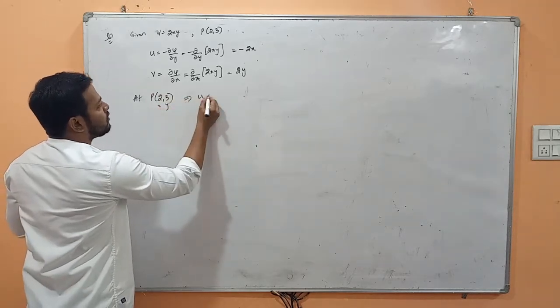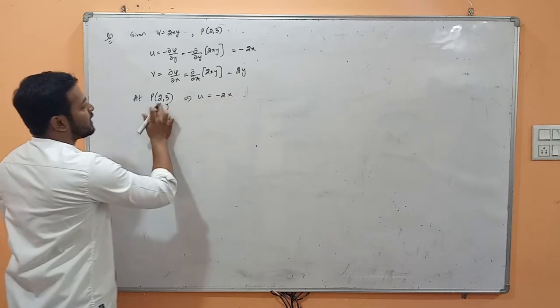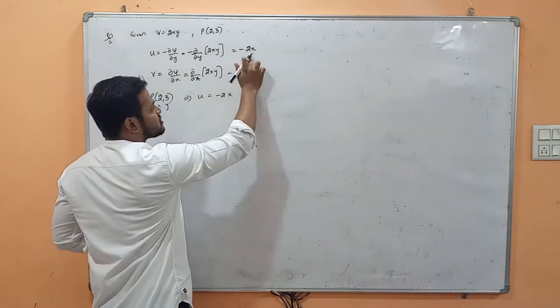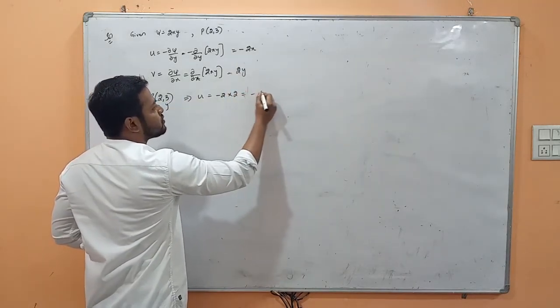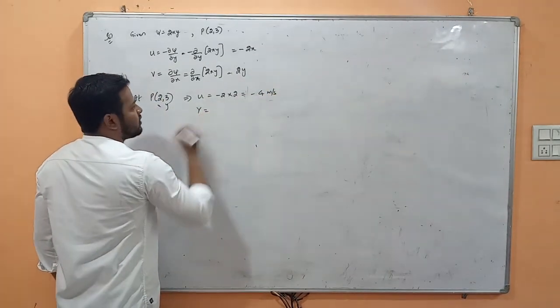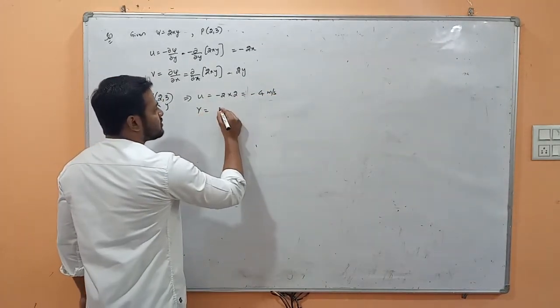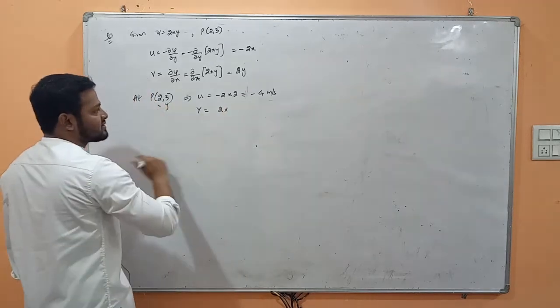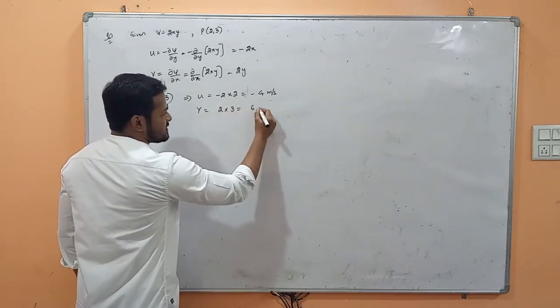So what is u now? u is equals to minus 2 into x, x is 2. So minus 2x we got, so minus 2 into 2, so minus 4 meters per second. Similarly, we can find out v. v is equals to 2y, so 2 into y has been given as 3, so 2 3s are 6 meters per second.